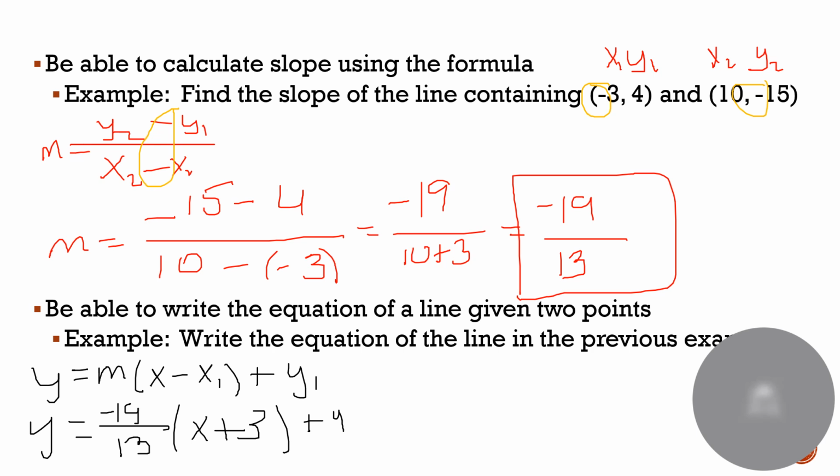Or you could use the other point. Okay, so you could have y is equal to negative 19 over 13 times x minus 10 and then minus 15. And that is all you need to do. What I would recommend, those 19s don't really look like 19s. We can do a little bit better. I don't know why I was doing that with my mouse instead of my finger on the touchscreen.